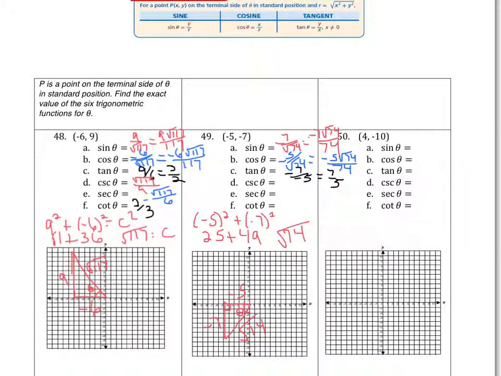And then going back to cosecant, we flip over the sine. So what was -7 over root 74 is now root 74 over -7. And secant, -5 over root 74, we flip it, and we have root 74 over -5. And cotangent is just tangent flipped over, so we had 7 over 5, now becomes 5 over 7.